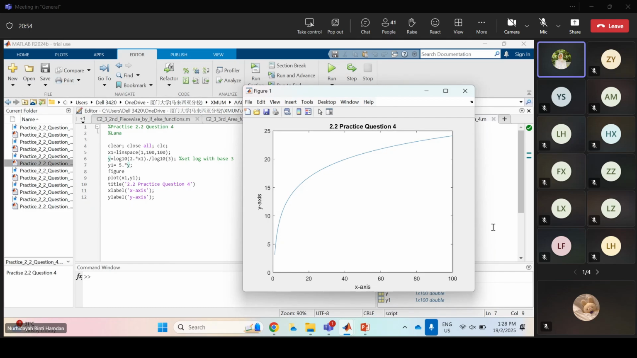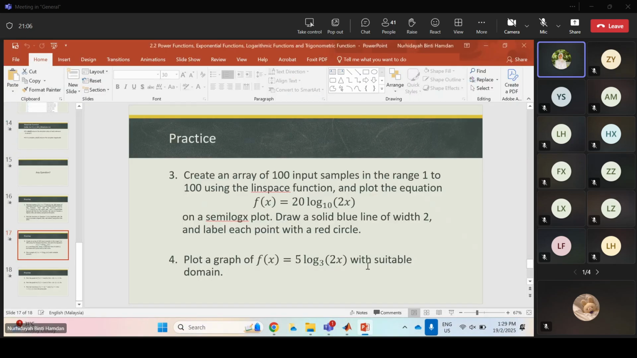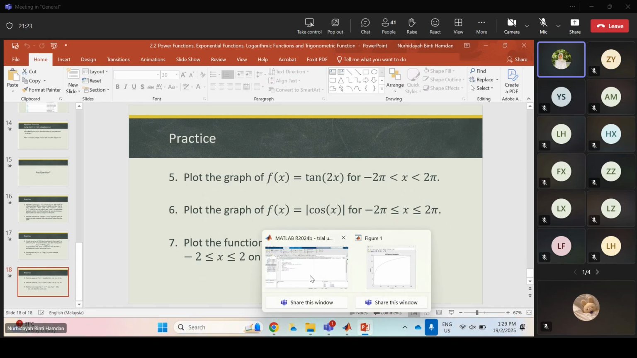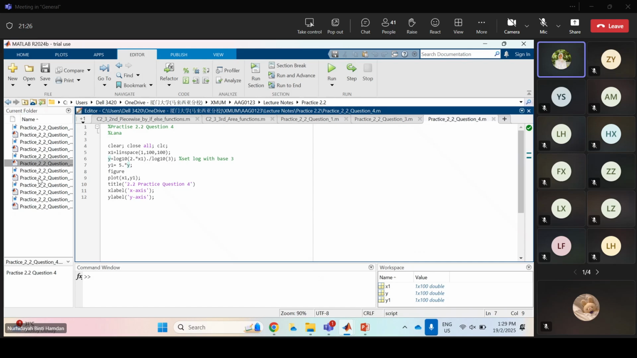Okay. I know last time I showed you how to do a tangent graph. Actually, we can have a shortcut way to do a tangent graph to answer question 5. Plot the graph of tangent x, where x is between negative 2 pi and positive 2 pi. I suggest a shorter way to do it.